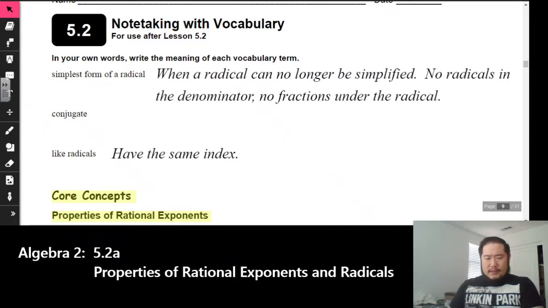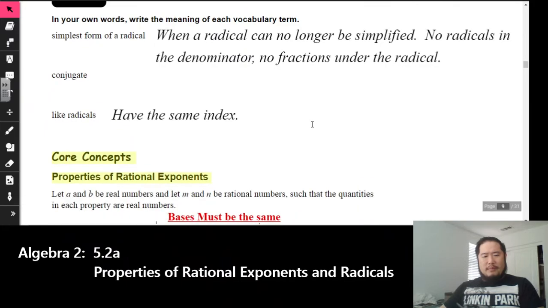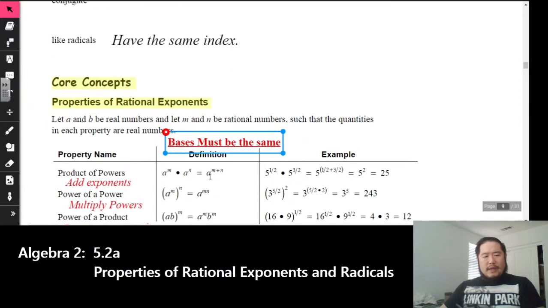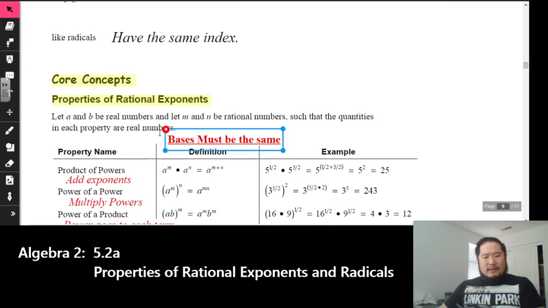All right, so let's go ahead and take a look at a bunch of different properties here. When we take a look at all these properties, in red right there, I put bases must be the same. Okay, so that is the important thing right here. If we take a look at the first property, the product of powers. We've talked about that last section a little bit. If the bases are the same, and you can see in the example, the base happens to both be a, then hopefully now you know that we're going to add the exponents together.